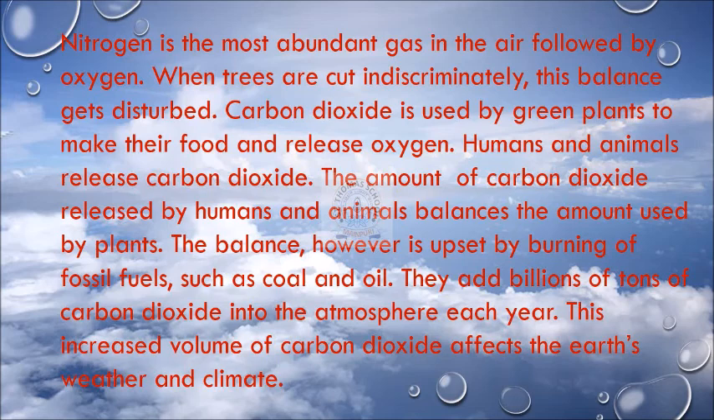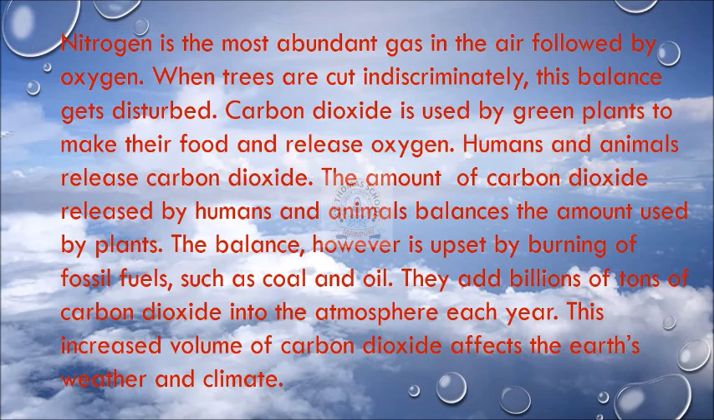Carbon dioxide is used by green plants to make their food and release oxygen. Humans and animals release carbon dioxide. The amount of carbon dioxide released by humans and animals balances the amount used by the plants. The balance, however, is upset by burning of fossil fuels such as coal and oil. They add billions of tons of carbon dioxide into the atmosphere each year. This increased volume of carbon dioxide affects the Earth's weather and climate.